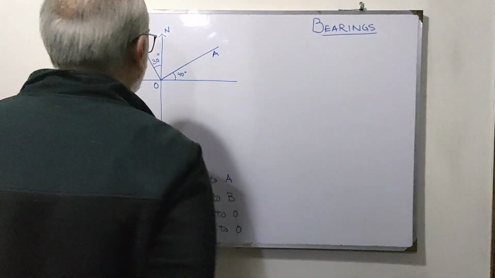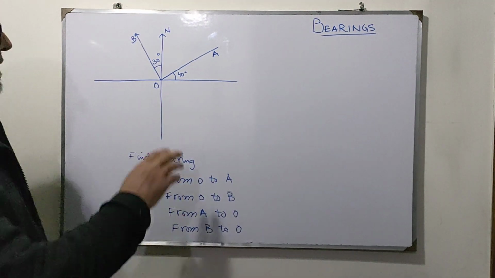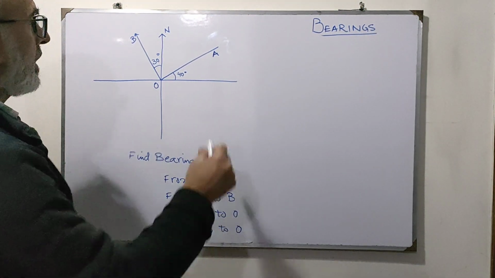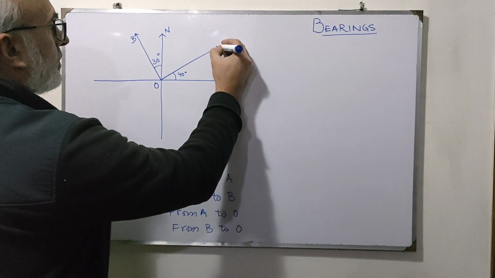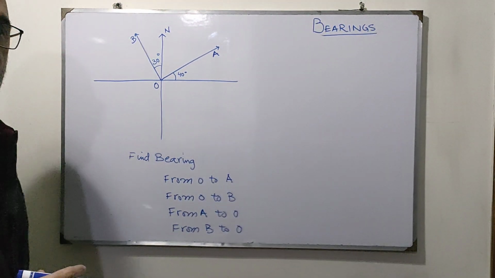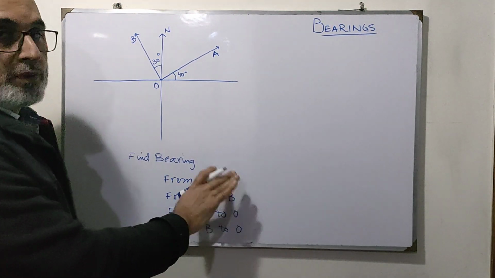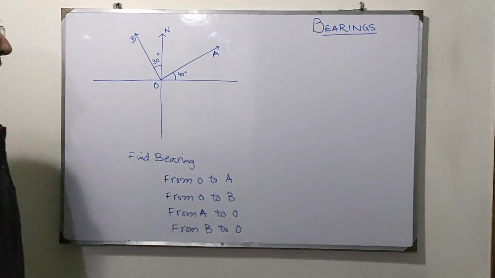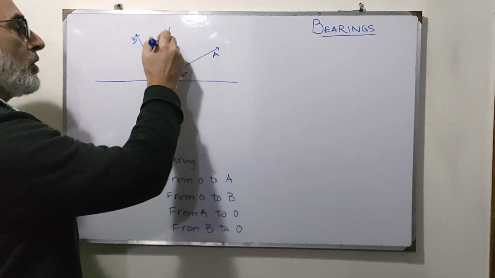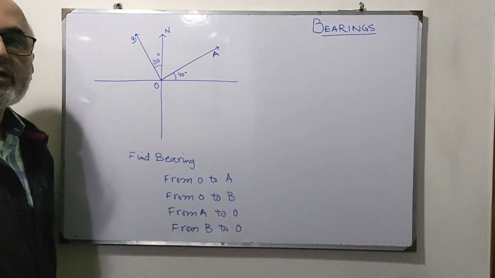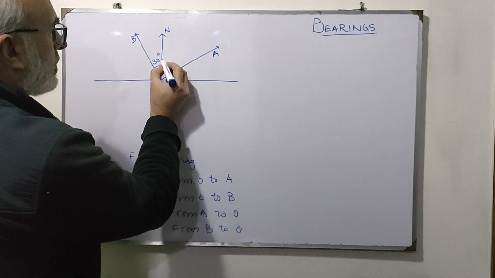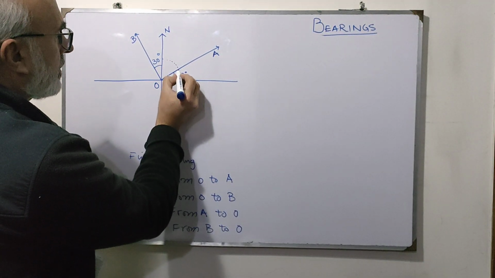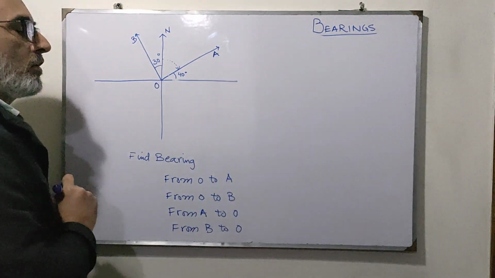In this true bearing, we have points O, A, B. We have to find the bearing from O to A. This is the first thing. We have to find the bearing of O to A. As I have said, we always measure from north. So we have to find from O to A, but we'll be measuring from north.